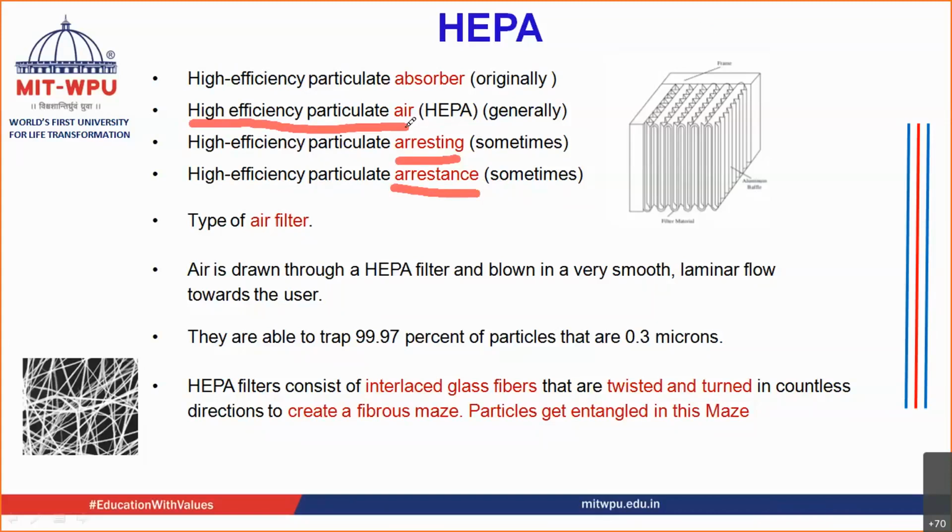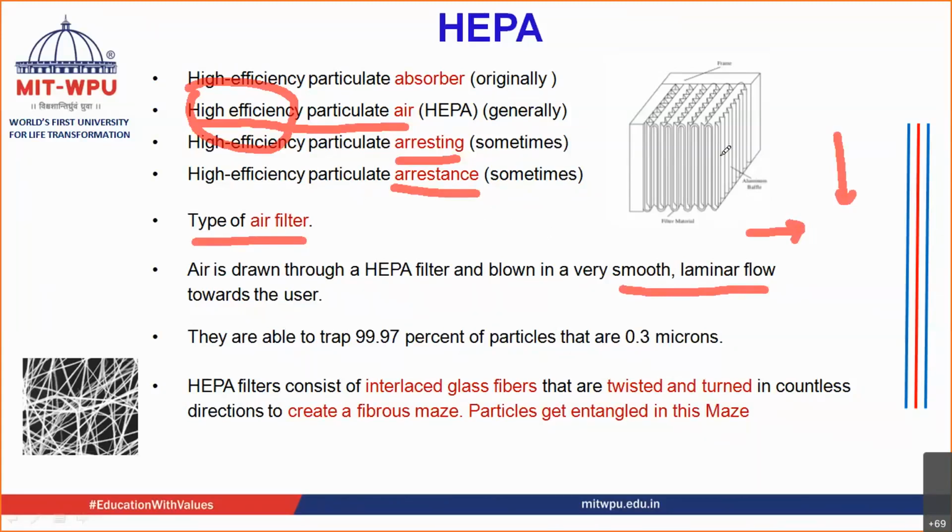So it provides air which is of high efficiency with a minimum number of particles, right? The HEPAs are nothing but a type of air filter. They are placed inside the hoods, from where the air enters inside the HEPA filter, and they are blown in the form of smooth laminar flow towards the user, either from the top or from the sides.